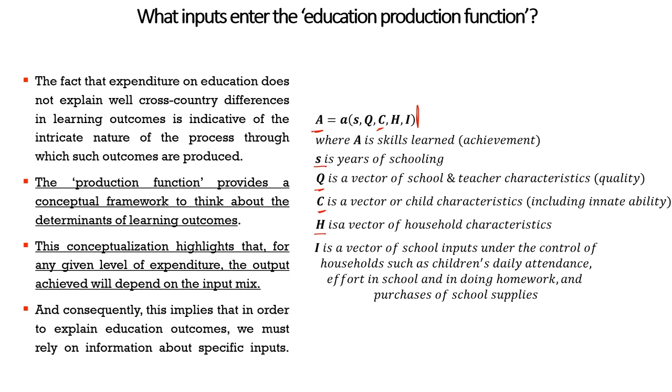Now, this is an example production function for education, and of course, given the context that we are studying, the country context, the subnational context, we can extend this production function by including many more variables as well. So, the fact that expenditure on education does not explain well cross-country differences in learning outcomes is indicative of the intricate nature of the process through which such outcomes are produced.